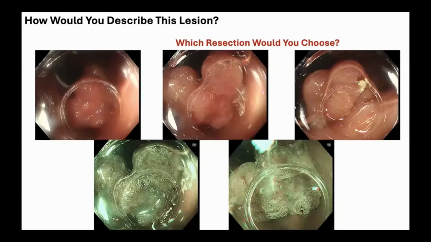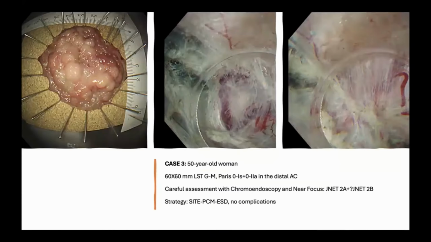What about this lesion? This is 1S2A, and it's a 50-year-old man, 6 centimeter lesion in the distal ascending colon, carefully assessed, JNET 2A, 2B, and removed with a site PCM ESD, no complication. This is a lateral spreading tumor, granular mixed type. And guess what?